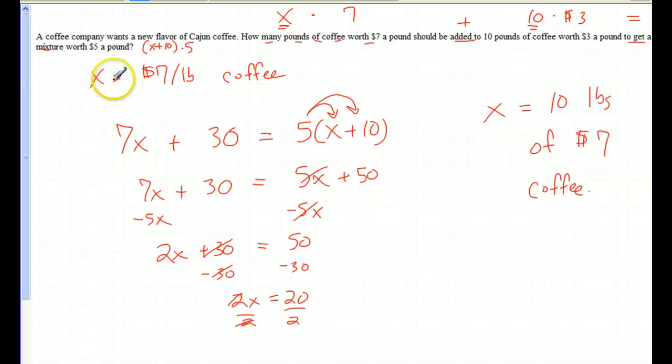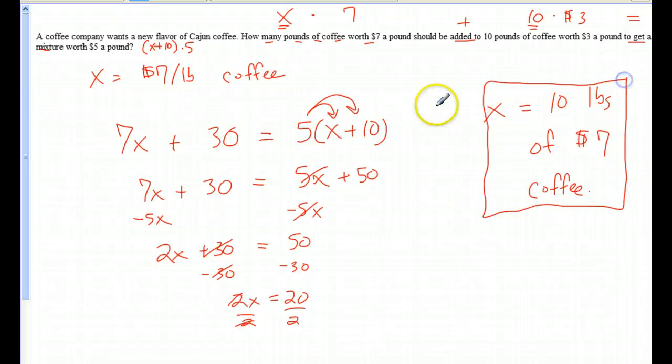Okay, X is the number of pounds of $7 per pound coffee. We need 10 pounds of that. Now if you notice, that was the same amount as this, and also note that 7 plus 3 is 10, divided by 2 is 5. So the number that we want is right in the middle, so we need the same amount of each for that particular problem. But we'll look at one in a little bit that's got different amounts.